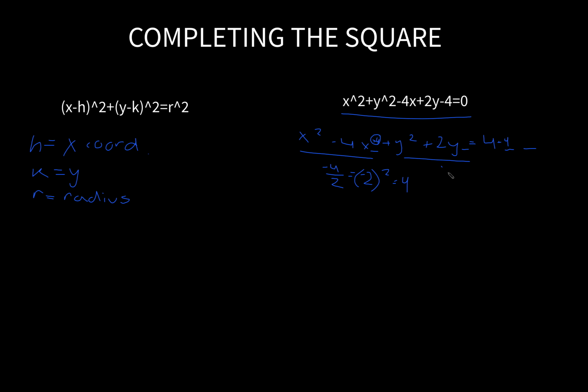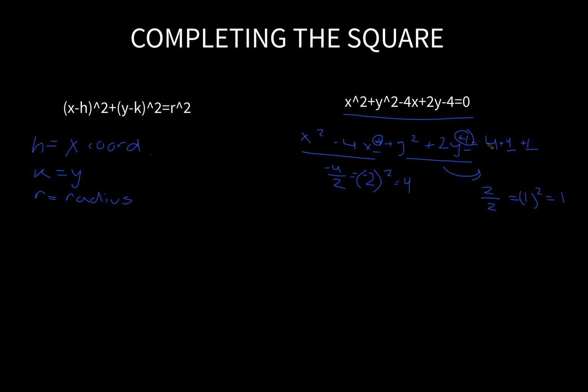Now our y, we'll just do it over here. Our b is 2. Dividing this by 2 will leave us with 1. And 1 squared is just 1. So we'd add 1 here. And on the other side as well. Now we're going to condense both the x and y sections of this equation and simplify our right side. I'll do that first and get it out of the way. 4 plus 4 is 8 plus 1 is 9.